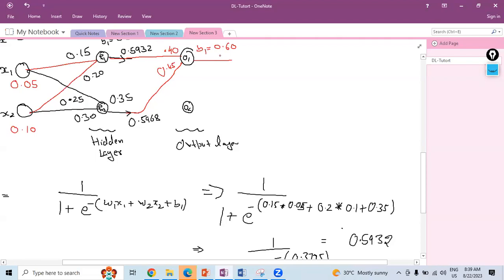Activation function will remain the same, which is 1 by 1 plus e to power minus x, or you can say the sigmoid function. Please do this calculation and tell me the O1 value. Please calculate. I got only 3 responses so far. So value is 0.7575. Okay. If anyone is facing an issue, please feel free to ask.